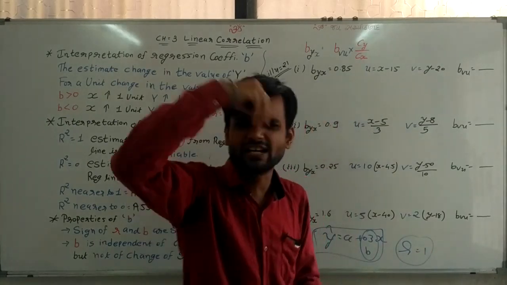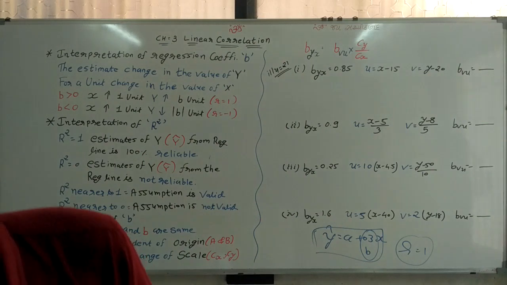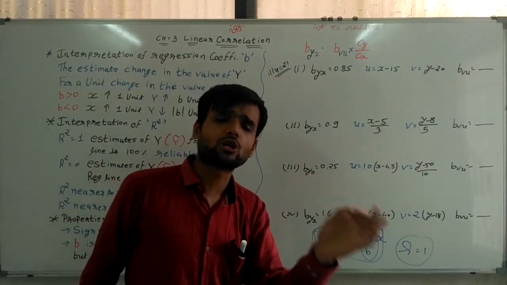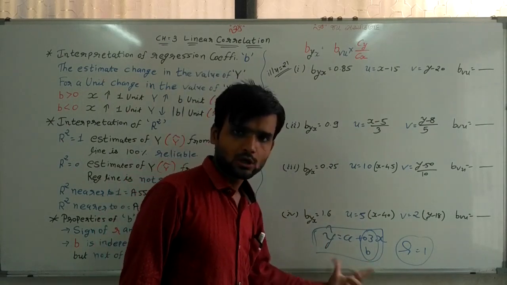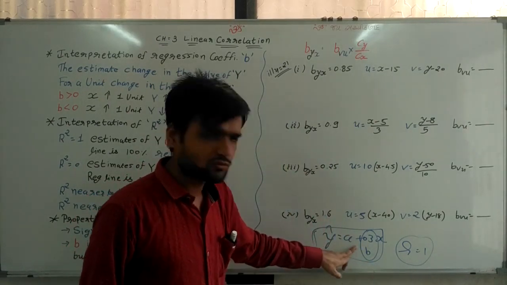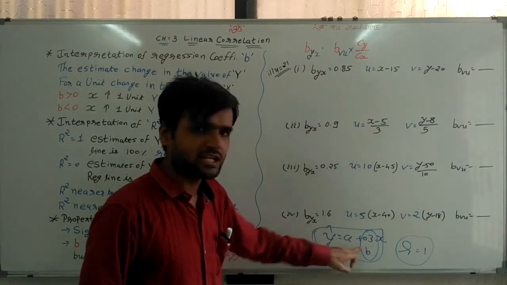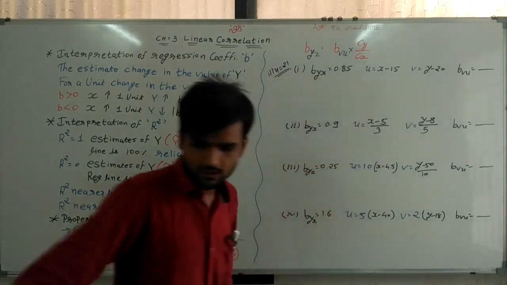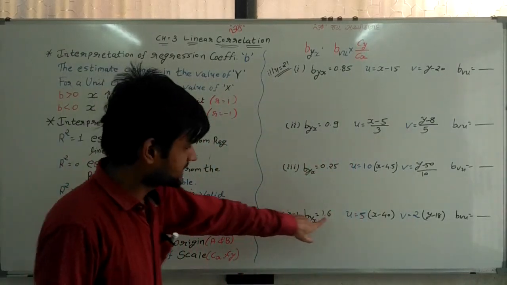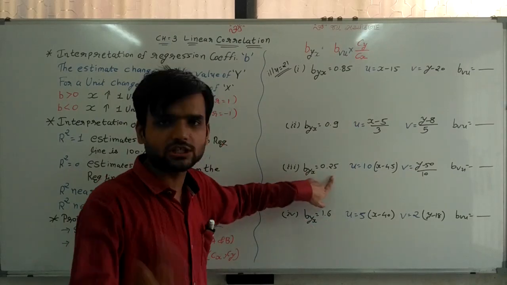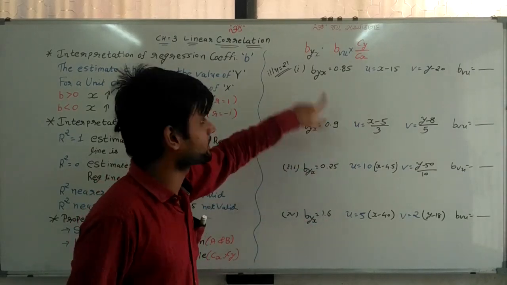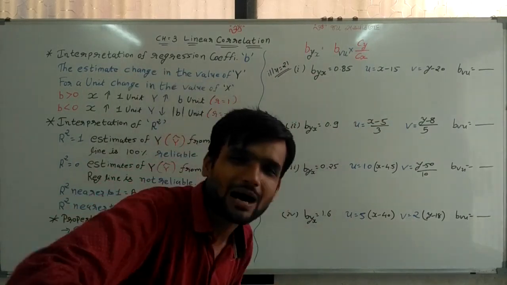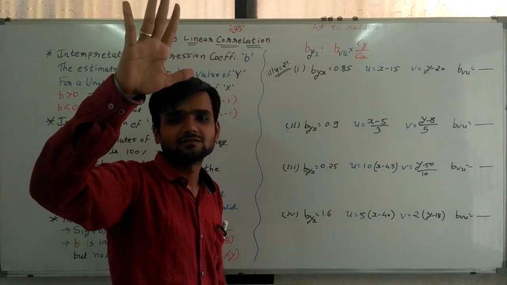We don't need to find any value. Just write r is equal to 1 if we need to find the correlation coefficient from this regression line. So don't think about it. B is positive, r is equal to 1. B is negative, r is equal to minus 1. That's it.